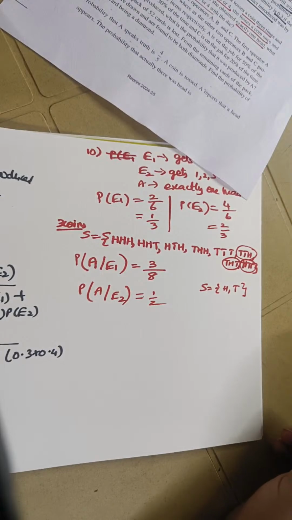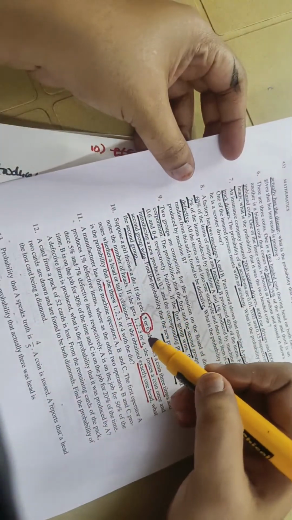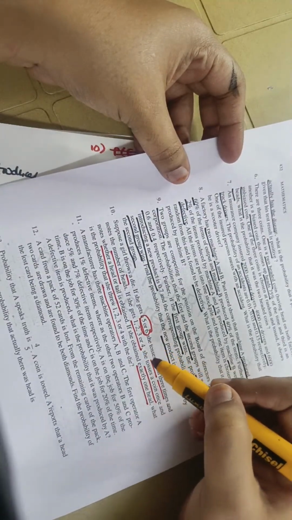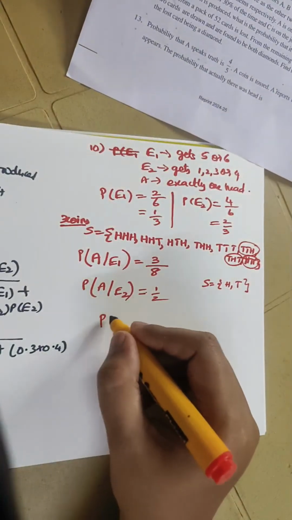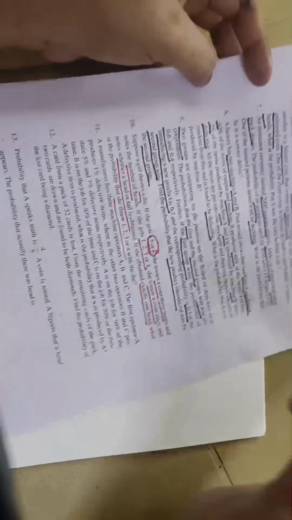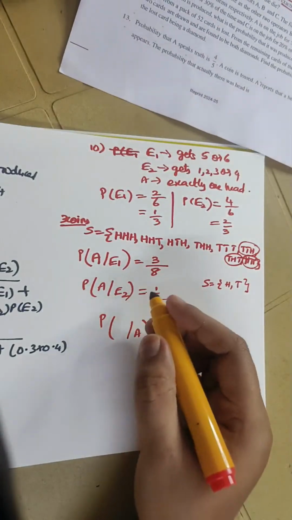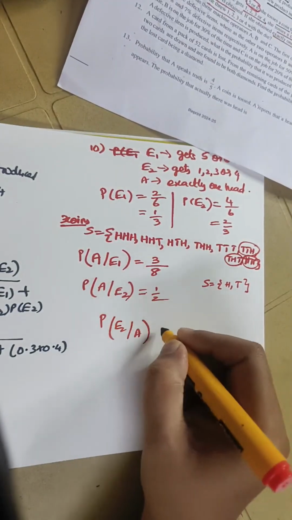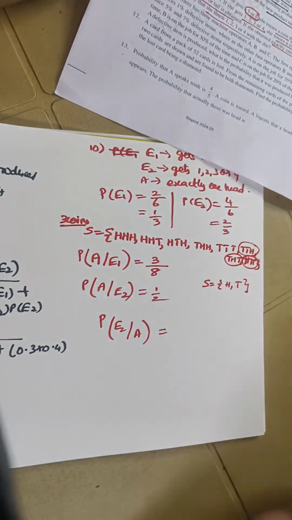And now we need to find if she obtained exactly one head. That means I know she already obtained exactly one head. What is the probability that she threw 1, 2, 3 or 4? That means E2. This is what we have to use. So you need to mention using Bayes theorem.